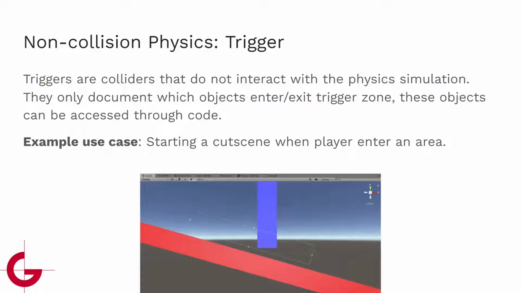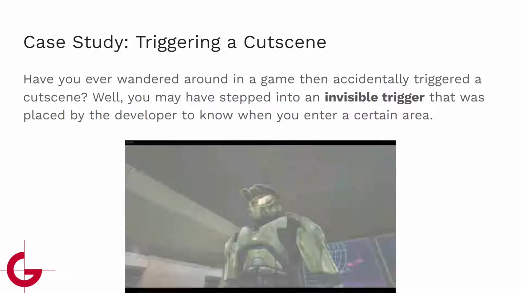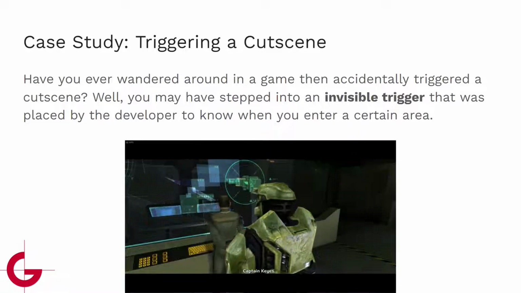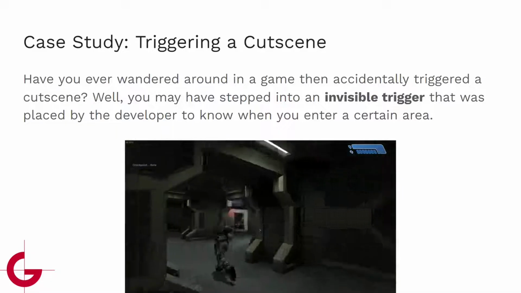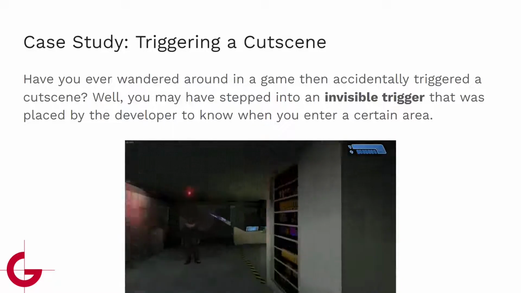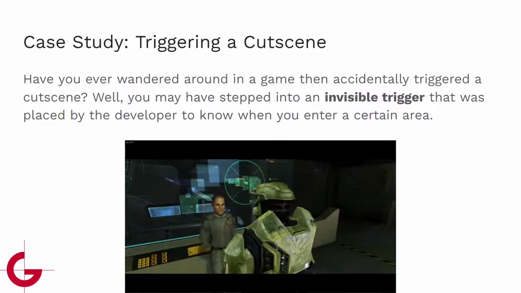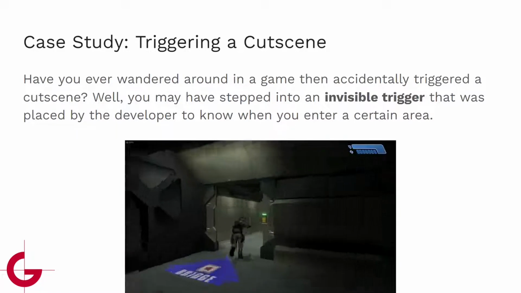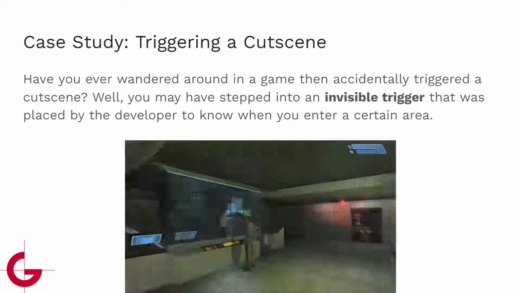A good example of using triggers in games is when you step into an invisible trigger and a cutscene starts. We have this little example here of me walking through the game and stepping into an invisible trigger and triggering a cutscene. So I'm going to let this play here. I'm walking, and boom, a cutscene starts. That's how most cutscenes are triggered in games. The developer just places an invisible trigger in the area to check whether you've entered or exited the area.